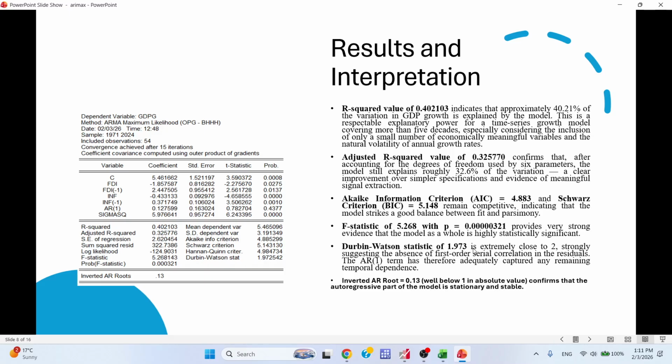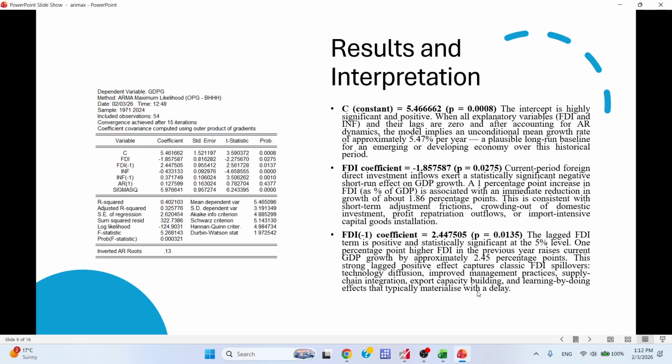Basically the Durbin-Watson test is used to detect the issue of autocorrelation. If its value is between 1.5 and 2.5, then there is no issue of autocorrelation. As my value is very near to 2, it means that there is no issue of autocorrelation in our dataset. Then comes the inverted AR root. The inverted AR root is 0.13, and if the value is below 1 in absolute value, it confirms that the autoregressive part of the model is stationary and stable. So it shows the stability of the model. As our value is much lower than 1, our autoregressive part of the model is stationary and stable.